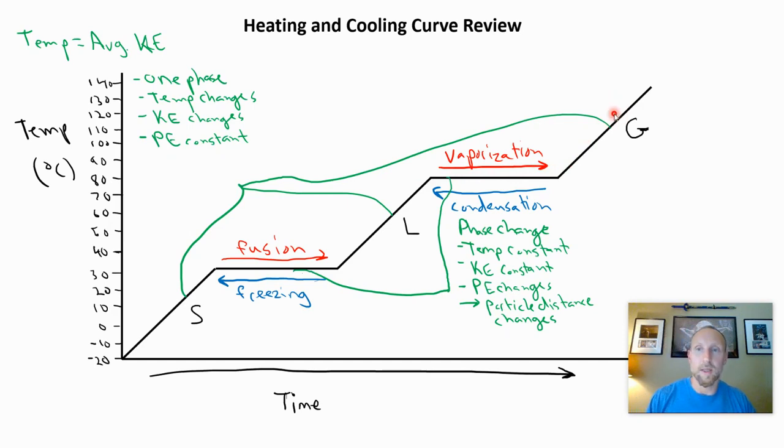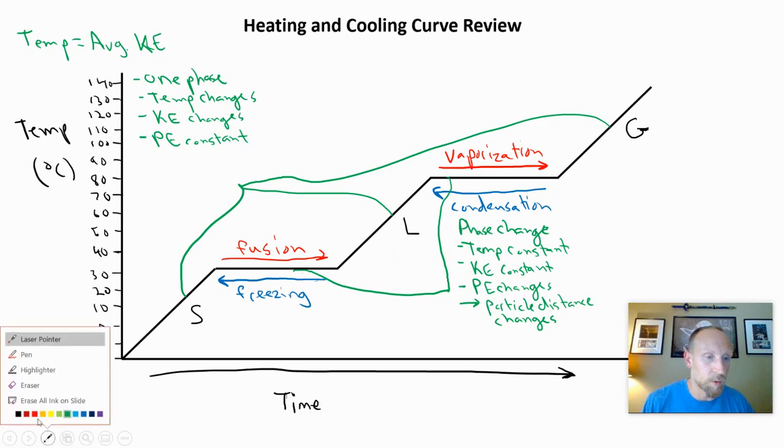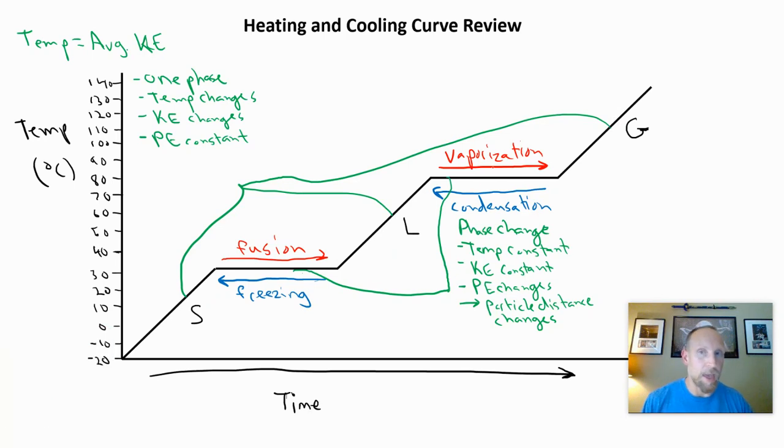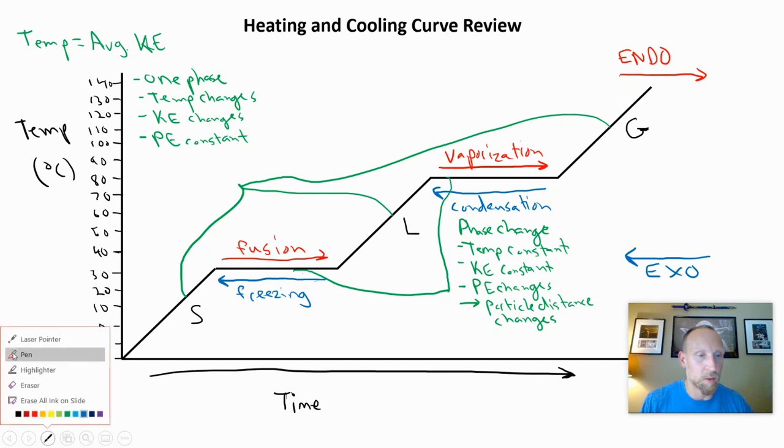All right. So anything in that direction, we say is endothermic. Anything going in this direction is endothermic. Energy is entering the system. Okay. And then anything going in the opposite direction, anything going this way, is exothermic. Energy is exiting the system as we're cooling and going down the heating curve. So that's right here.